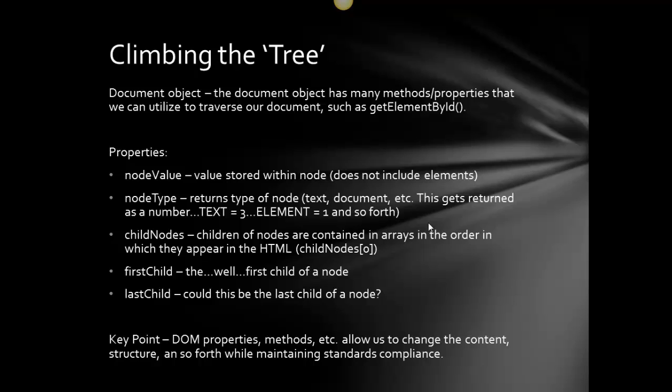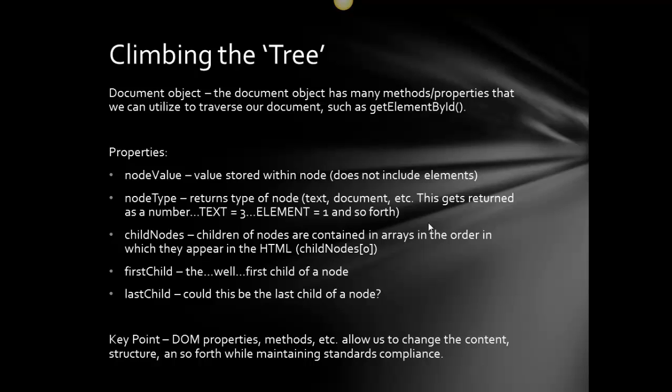It returns it in a number, like text is 3, element is 1. Those are typically the two you look for if you're using that, to find out whether it's text or an element. Occasionally maybe an attribute, but typically those two. So you say, hey, is this a 3 or is this a 1? Is this text or is this element?